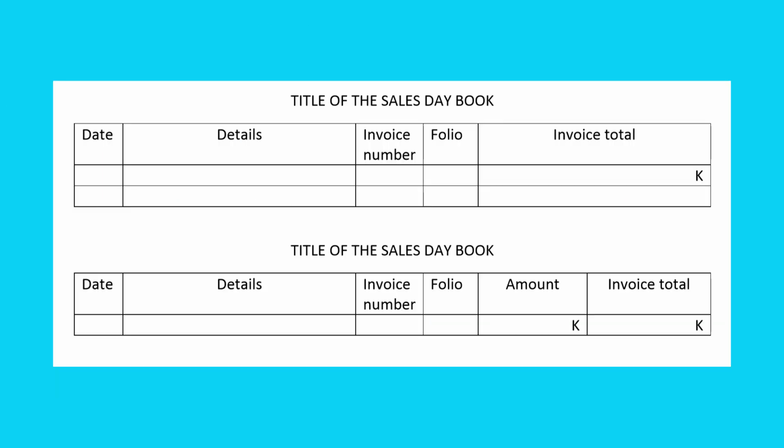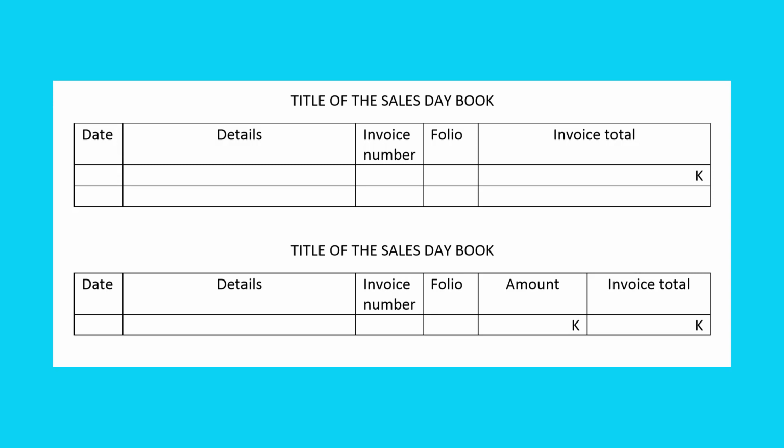For the first format, we have the title of the sales daybook, and in the first column we have date, in the second column details, in the third column invoice number, in the fourth column folio, and in the last column the invoice total. The date just shows when the transaction took place. For the details, we put the name of the debtor or the name of the customer.